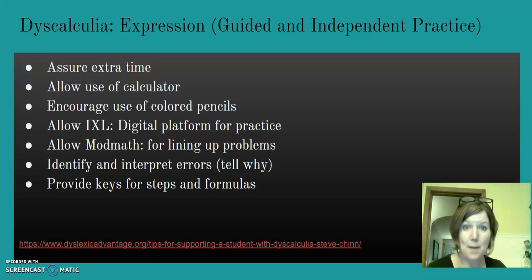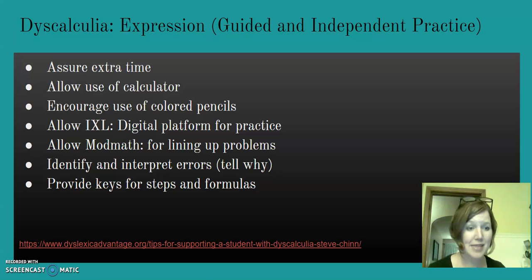ModMath is an excellent app. It doesn't have any kind of calculation component to it. It's simply a way, it's kind of like a word processor for math. It looks like graph paper, and the student can press on the little boxes and beautifully line up their numbers. And it was designed by an individual, a young man with dysgraphia, and it's very helpful, and it's free. You can purchase some more qualities to it, but it is initially free. It is wonderful.